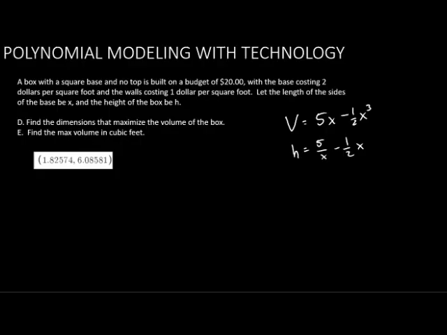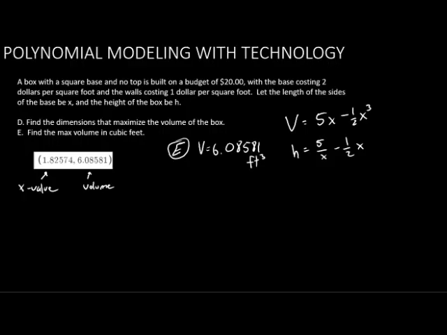I've copied it onto this presentation, and I'll make a note that the x value comes first and the volume comes second. This means we've completely answered Part E. Part E asks for the max volume in cubic feet, and so that will be 6.08581 cubic feet.